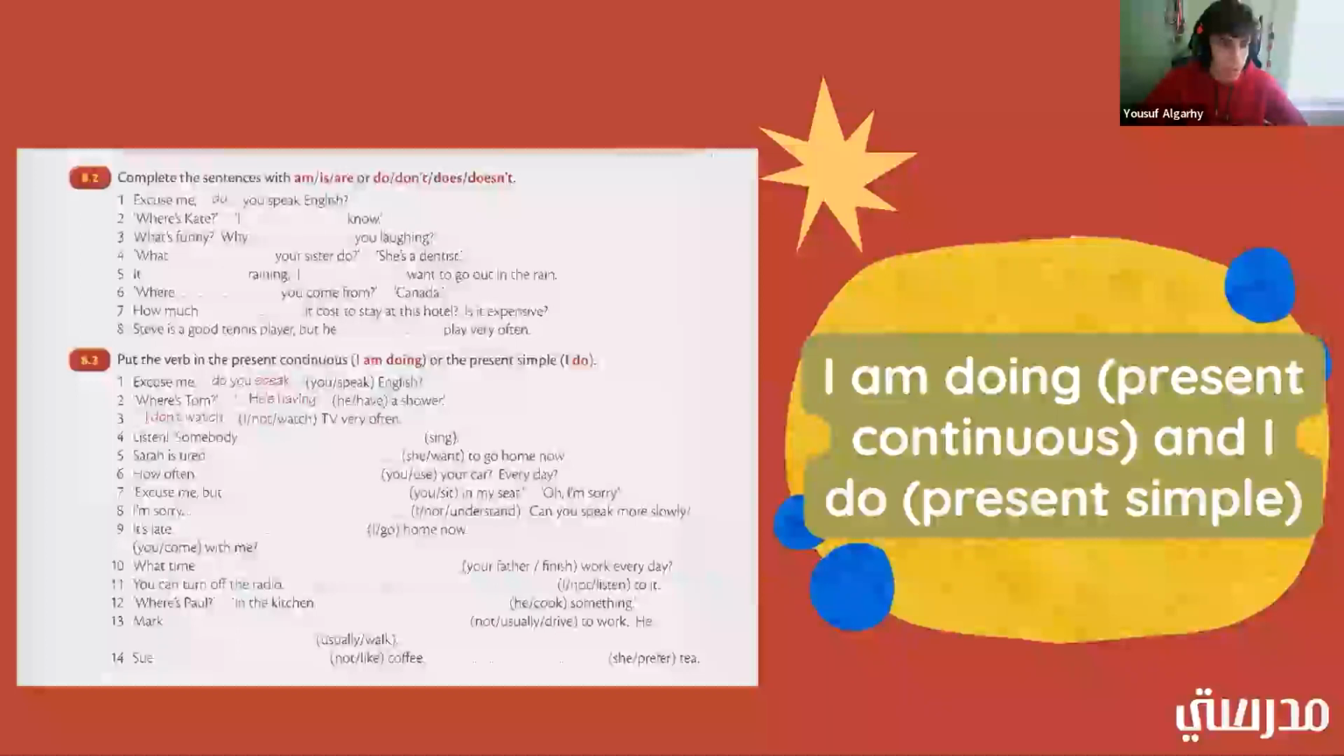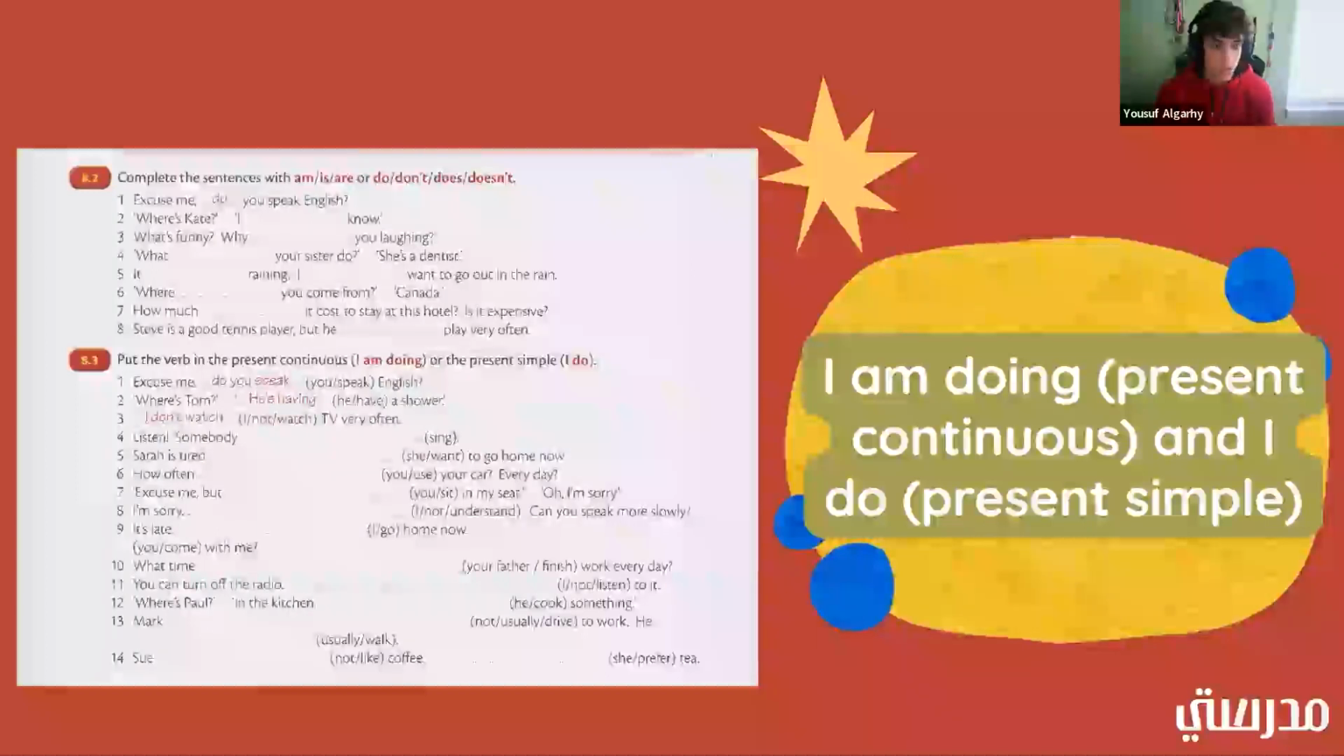All right. 6, where blank you come from. And then it says Canada. Where do you come from? Good. 7, how much blank it costs to stay at this hotel. Is it expensive? How much does it cost? Good. 8, Steve is a good tennis player, but he blank play very often. This one would be, but he doesn't play very often.